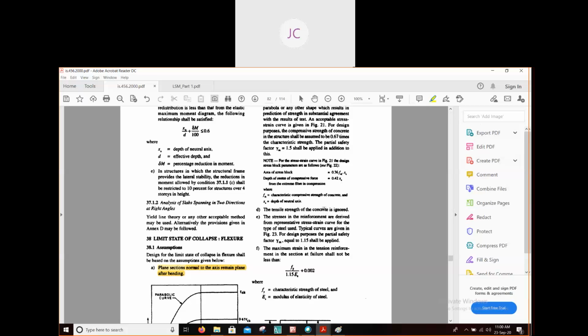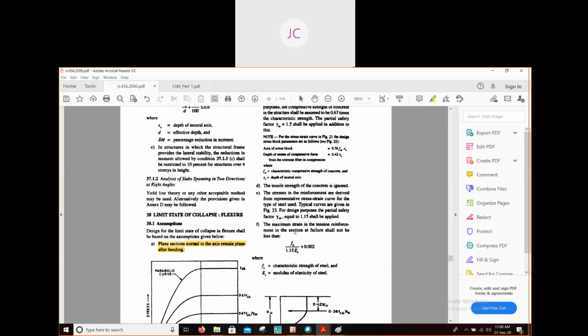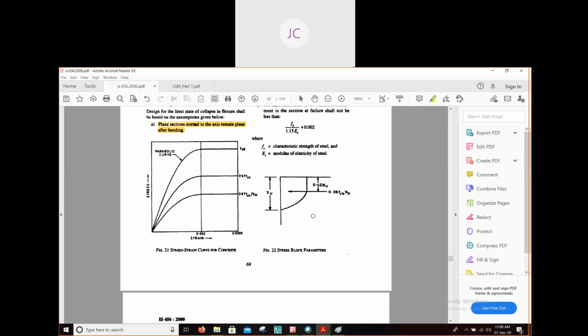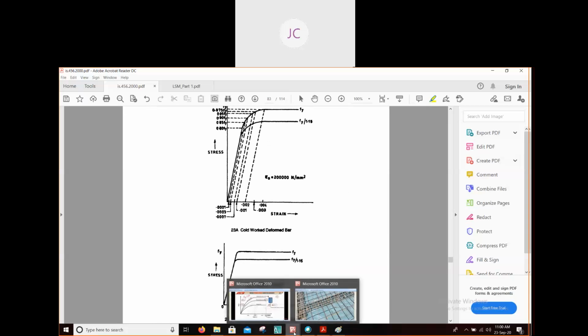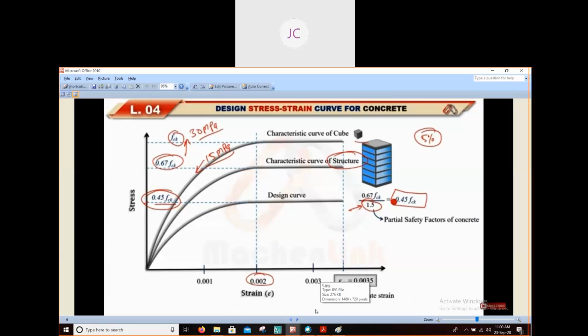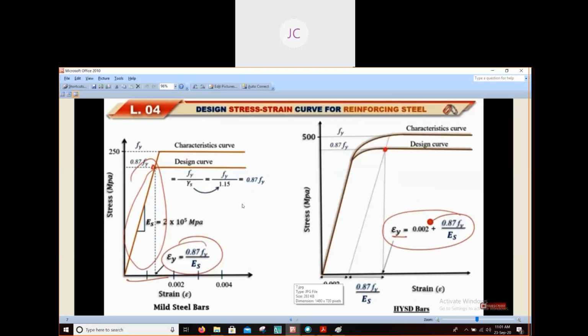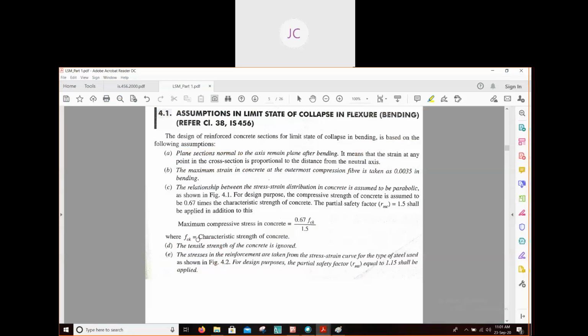The stresses in the reinforcement are derived from the representative stress strain curve for the type of steel used. Typical curves are given in figure 23. For design purposes, the partial safety factor gamma m is taken. These are the figures which are given for steel. From these images you can find out what they have said.